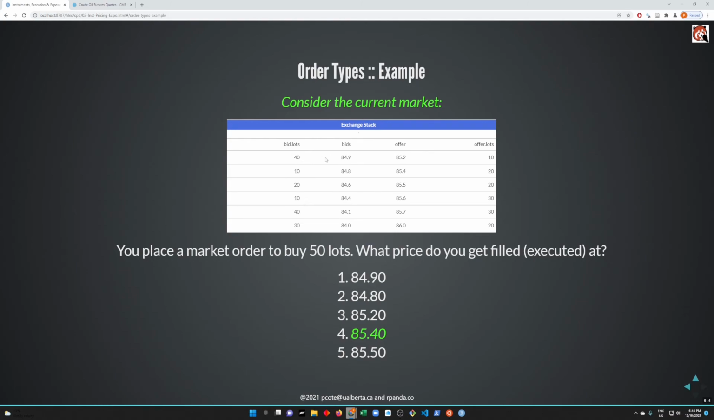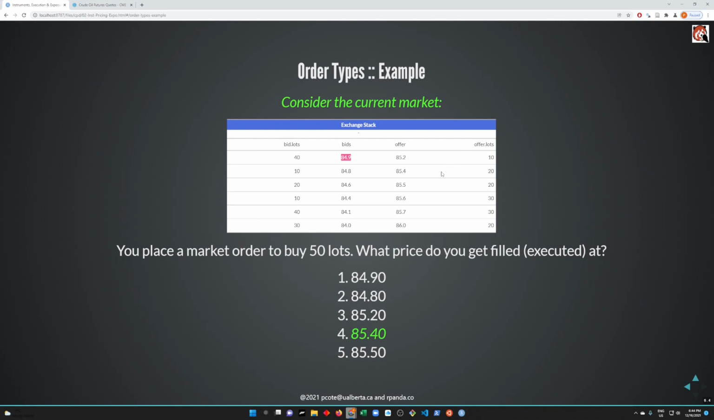What this tells us is the best bid in the market is at $84.90, and that is for 40 lots. On the offer side, it's $85.20 and for a quantity of 10 lots. As an example, if we place a market order to buy 50 lots, the question would be what price do we get filled at when we get confirmation back from the exchange.